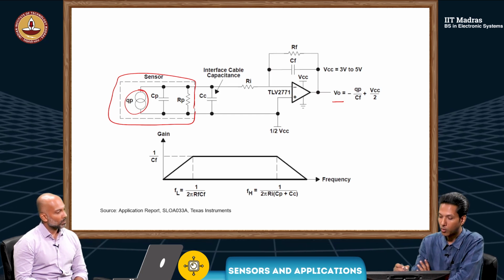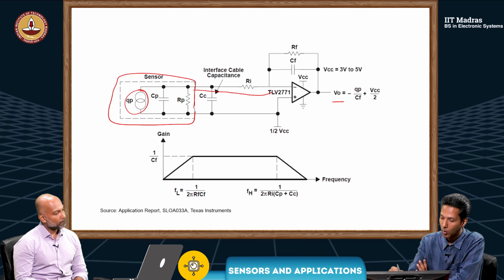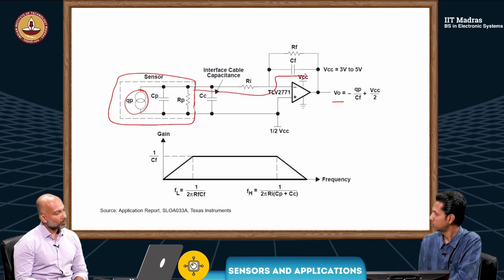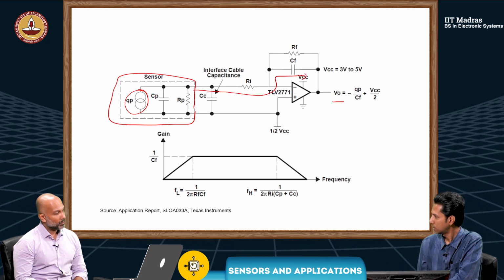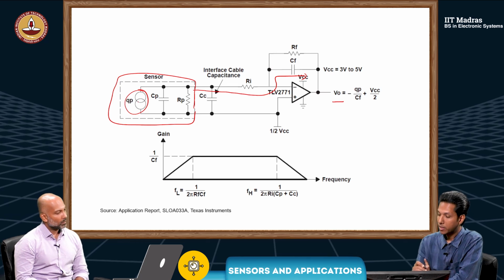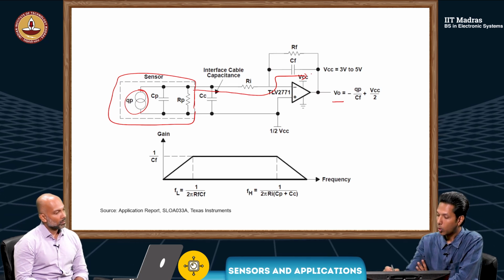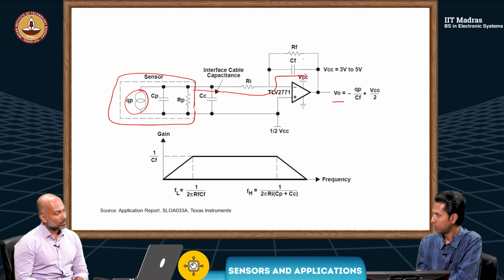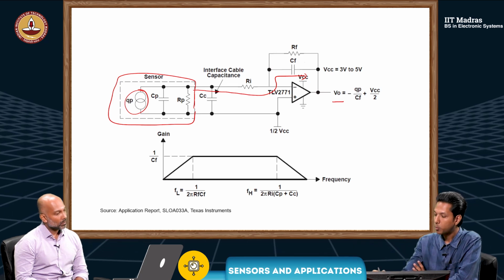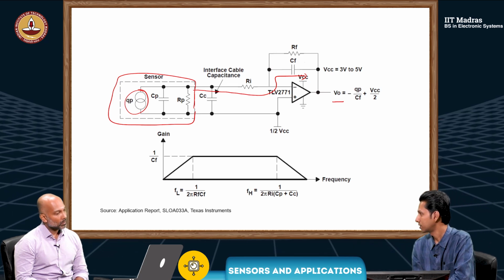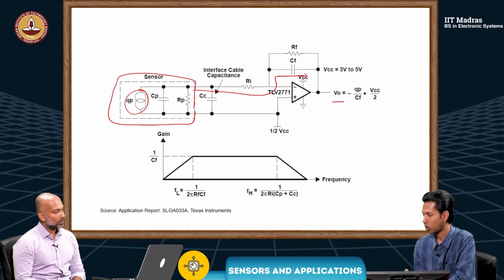So, for that, I need to transfer all this charge to this capacitor. If QP is generated, let's say the whole charge reaches CF, then QP by CF will be the output voltage. CF is known.